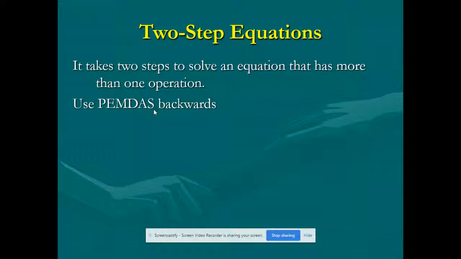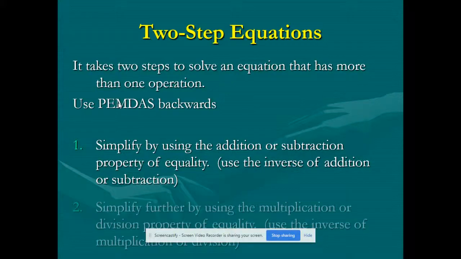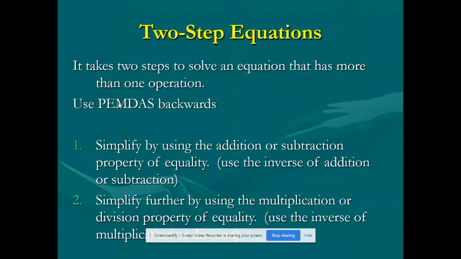Okay? Remember, with equations, everything's backwards. So you start with your adding or subtracting, and then you do your multiplying and dividing. So let's look at it. We simplify by using addition or subtraction, and obviously you're going to be doing the opposite of that. Then we simplify further by doing the multiplication or the division, but doing the opposite of that. Let's show you what I mean.